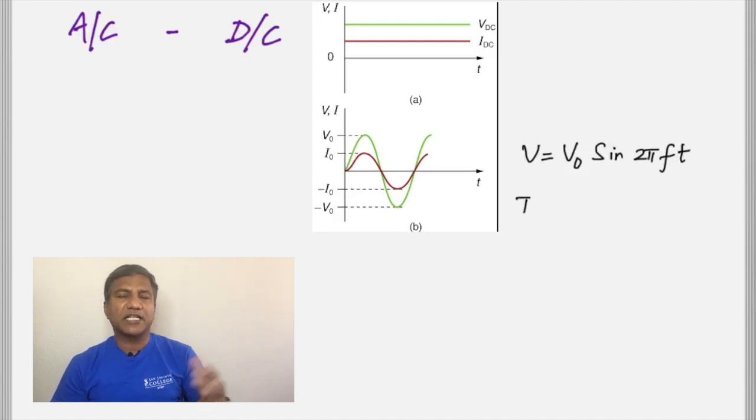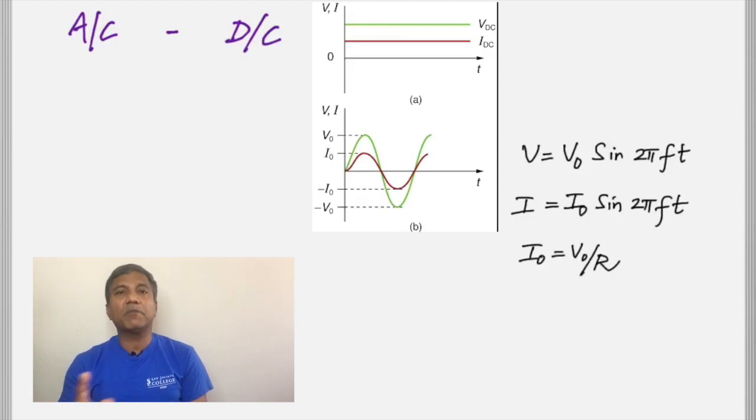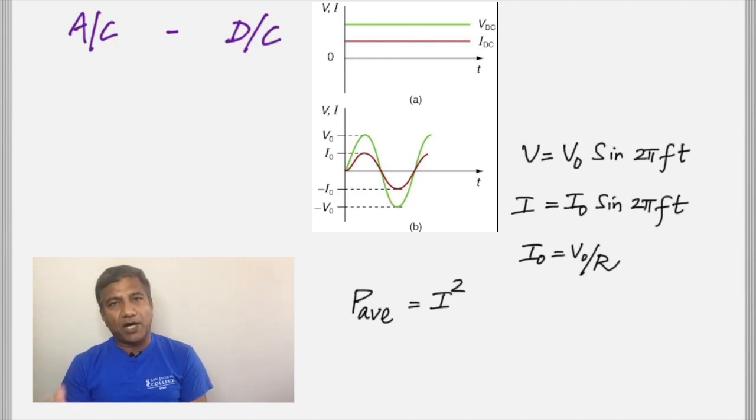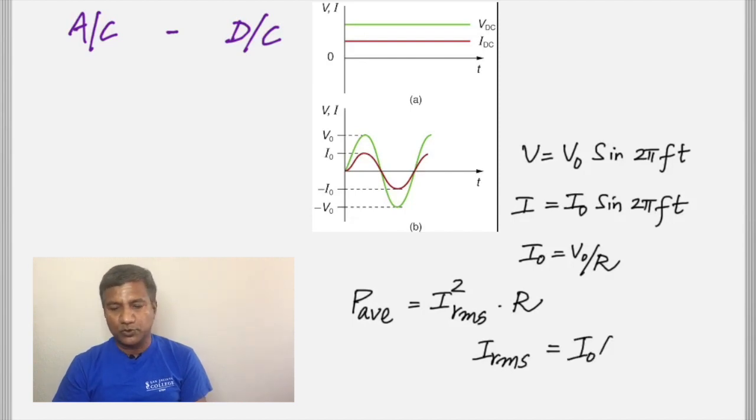Similarly, there is an expression for current, which is once again I is equal to I naught sine 2 pi ft. Exactly the same. And remember, by Ohm's law, I naught would be V naught by R, right? The peak value of current is the peak value of voltage divided by resistance. And power, we've talked about electrical power. Power is given by this formula. It's I squared of the RMS value multiplied by the resistance. And I RMS is I naught by root 2.